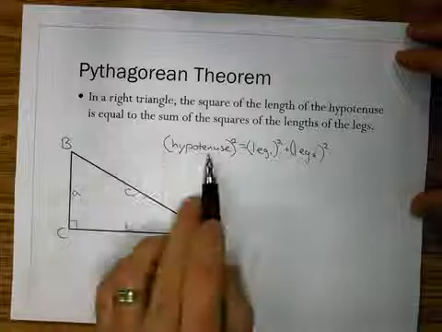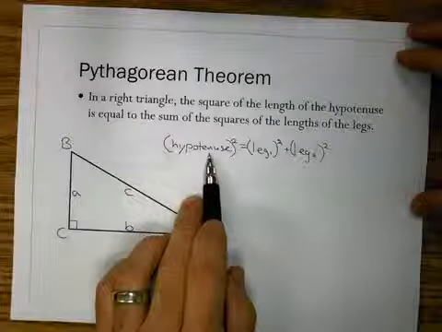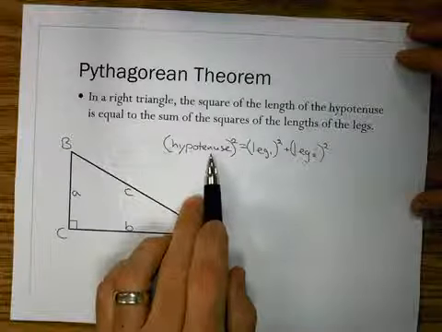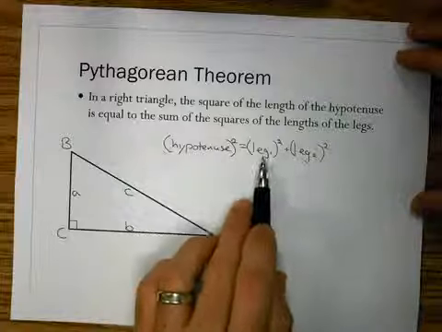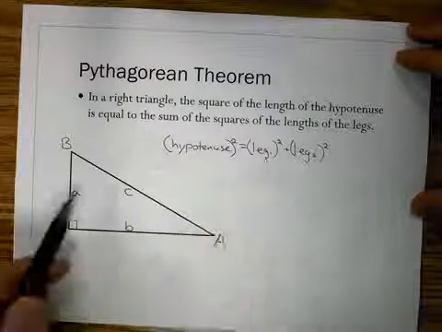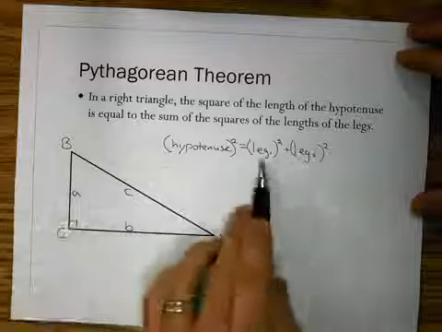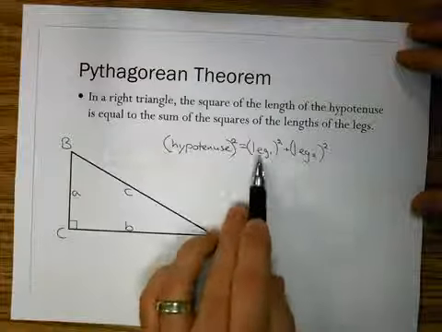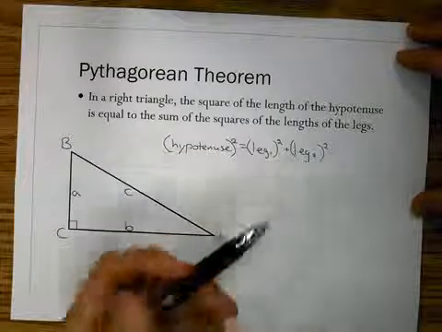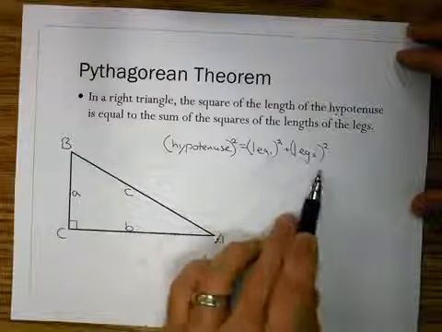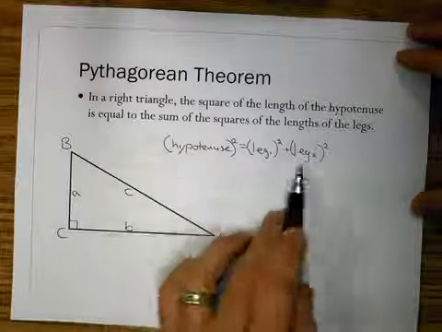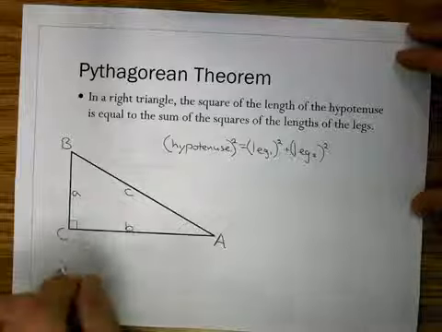Now to review, hypotenuse means the side opposite the right angle. That would be our longest side in that triangle. The legs would be the ones adjacent to the right angle, or the two shorter sides. It doesn't matter which order we write them in, leg 1 or leg 2, since we are adding them. But hypotenuse squared equals leg 1 squared plus leg 2 squared.